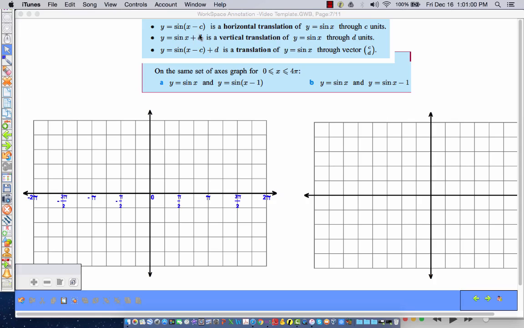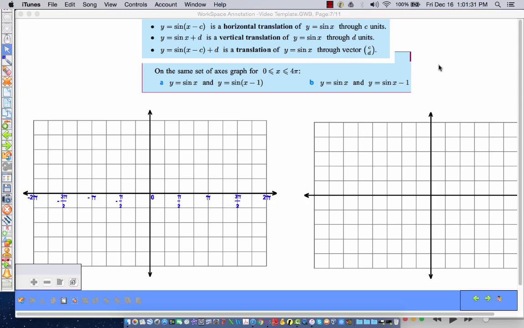If it's outside of the parentheses, it's going to move the entire function, sine of x, up or down d units depending upon the sign, S-I-G-N, of d. And so you put those together, you can get a horizontal translation and a vertical translation. We have not talked about vectors, but all you need to know is the top component there is horizontal and the bottom is vertical, which should be sort of obvious.